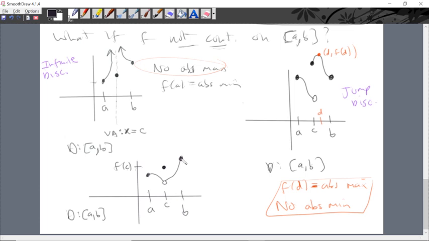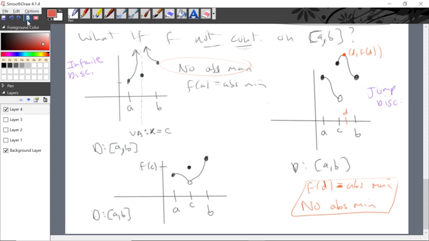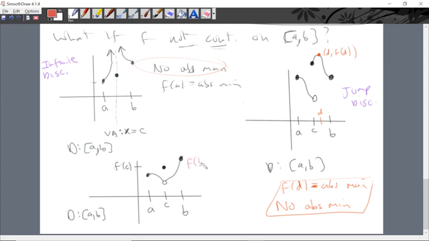Now this function, absolute max, absolute min, does it have either of them? Well, this point right here, f of b, f of b is an absolute maximum. And does it have an absolute minimum? In this case, it does not, because if it did, it would be at that location right there. So this function has no absolute minimum.